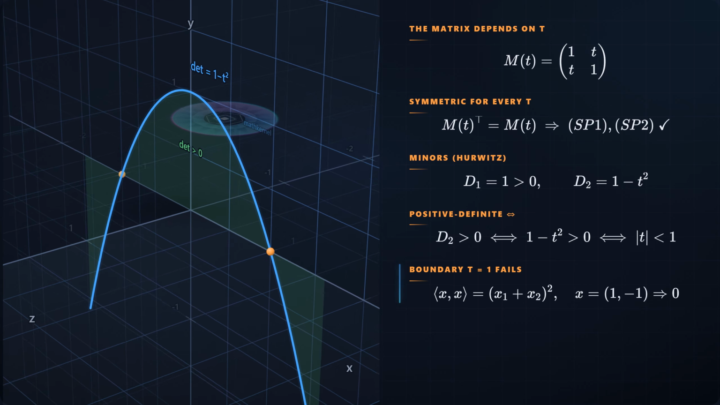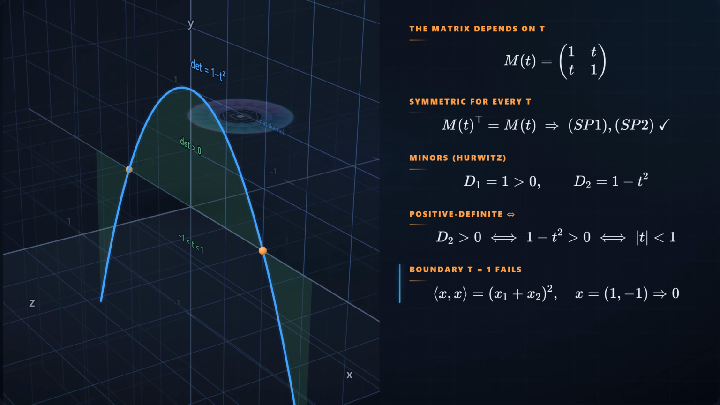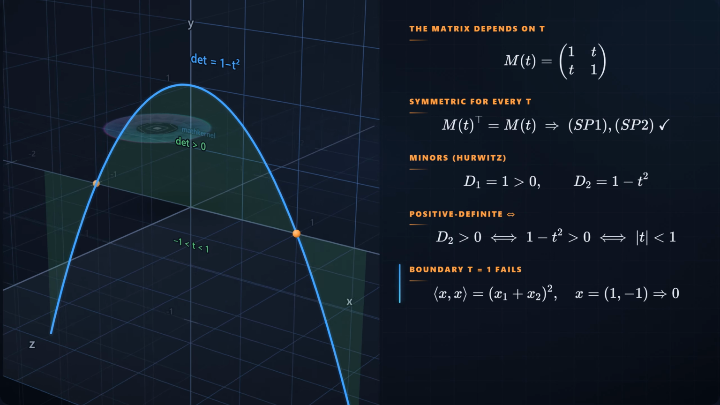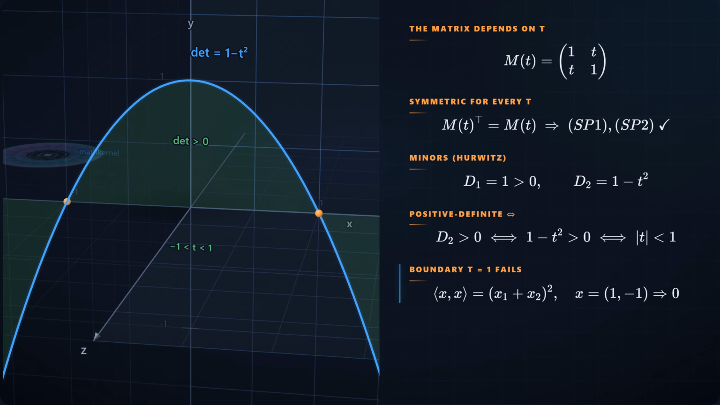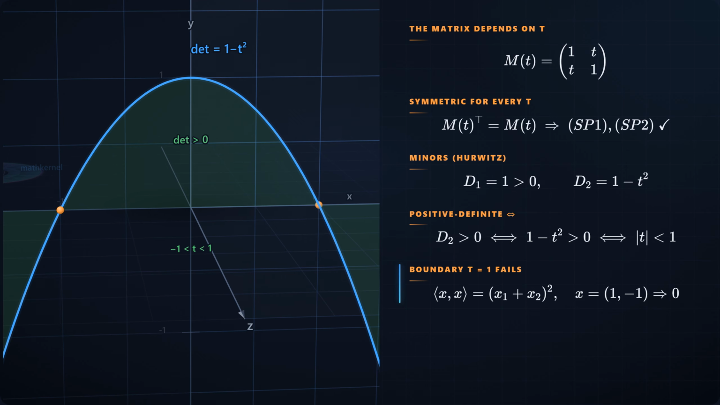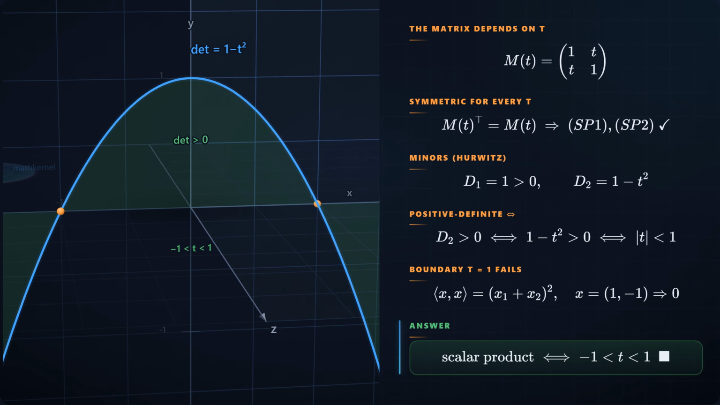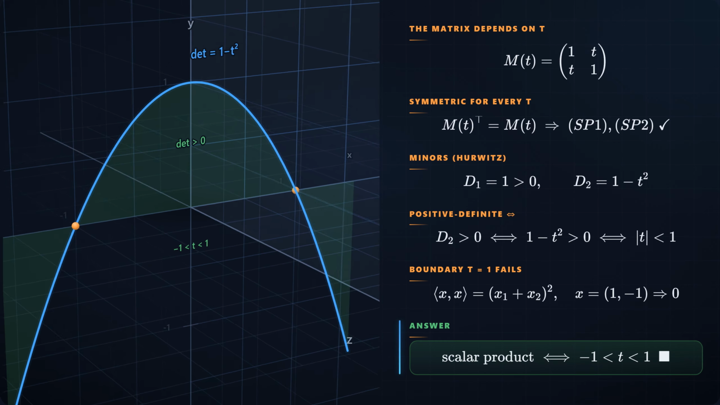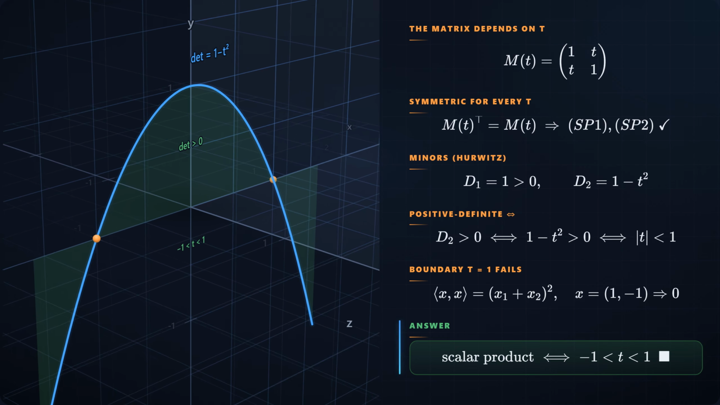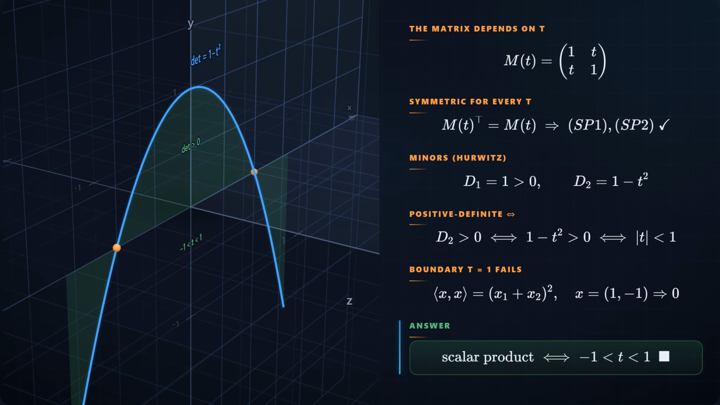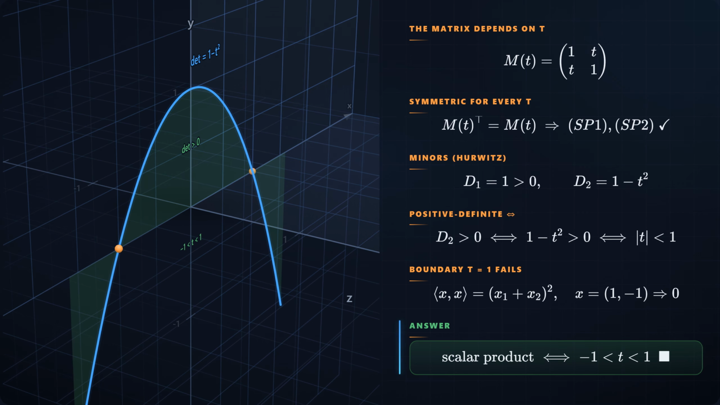Check the boundary to see why it's strict. At t equals 1, the form collapses to (x1 plus x2) squared, and that's 0 for the non-zero vector (1, minus 1), so at the boundary it's only semi-definite, not a scalar product. So it's a scalar product exactly for t strictly between minus 1 and 1. The green region under the parabola 1 minus t squared is precisely that range. Outside it, the determinant goes negative and the form turns indefinite.